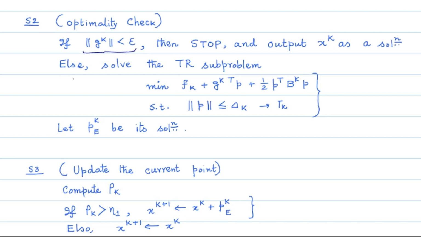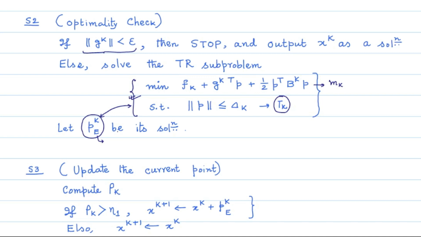When x_k is not a stationary point, we try to solve this minimization problem: minimizing the model function m_k inside this trust region, and find the trust region step p_k. We call an exact solution of this trust region subproblem p_k^E, with subscript capital E referring to exact. So if we are computing the exact solution of this problem, then we name it p_k^E.